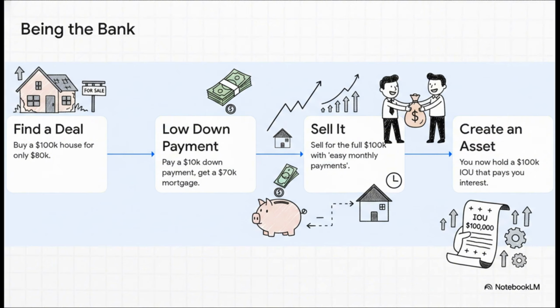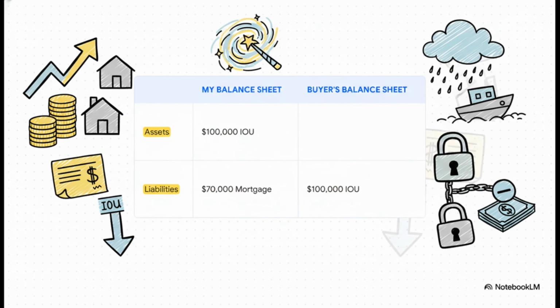Now, here's the magic trick. You don't flip it. Instead, you sell it to another buyer for the full $100,000, but you offer to be their bank. They're going to pay you, not some traditional bank. In that one moment, you've created a brand new asset out of thin air, a $100,000 IOU that pays you every single month. And this just shows you the magic perfectly.